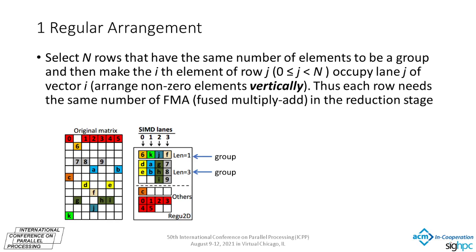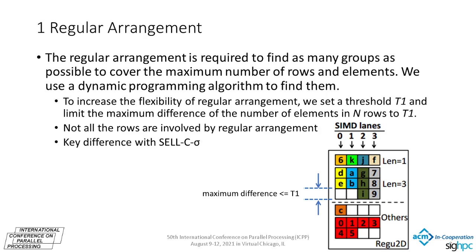First, I introduce regular arrangement. It means that we select n rows that have the same number of elements to be a group and arrange them vertically. Thus, each row needs the same number of FMA in the reduction stage. The regular arrangement is required to find as many groups as possible to cover the maximum number of rows and elements. We use dynamic programming to find them.